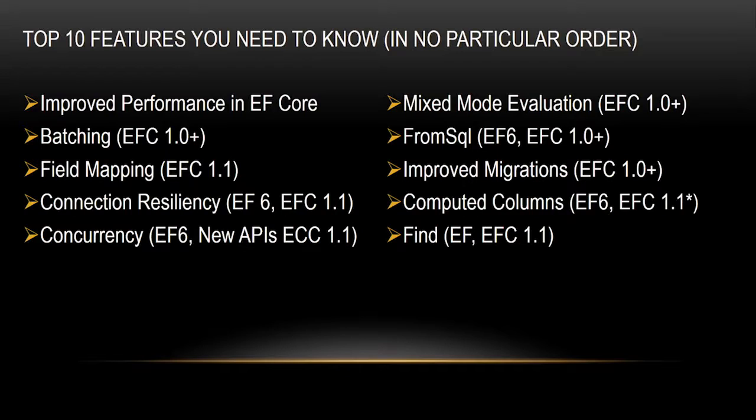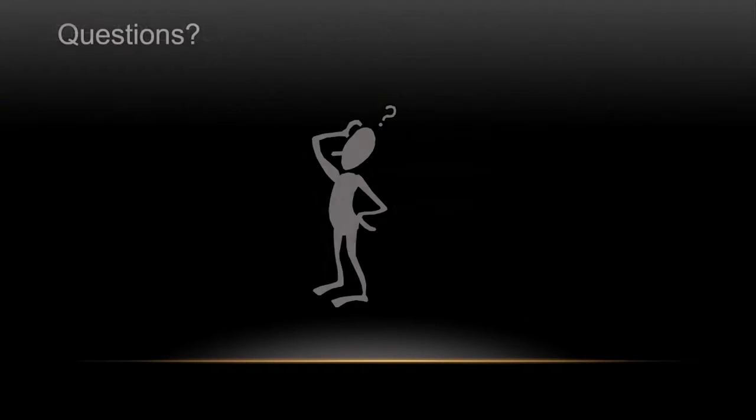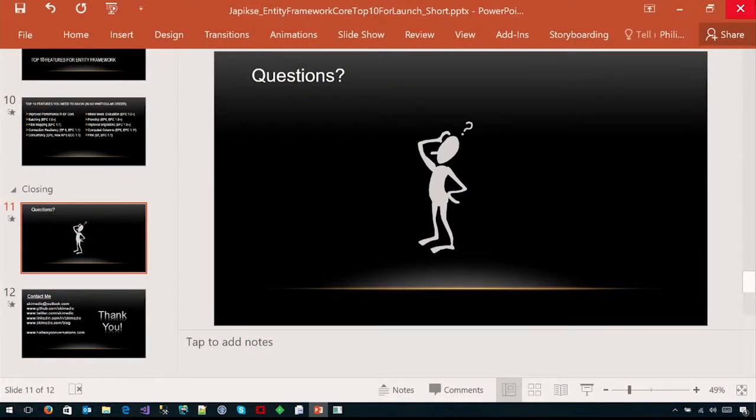Concurrency, mixed mode evaluation. The FromSql, that is using raw SQL to populate your models. Improved migrations. Now, I say migrations, there's probably several of you out there that just groaned having been burned by migrations in the past. Much, much better in EF Core. Computed column support, and then Find, which was brought back. And that is the last slide. We're going to dive right into code.